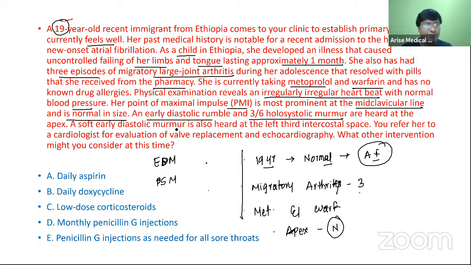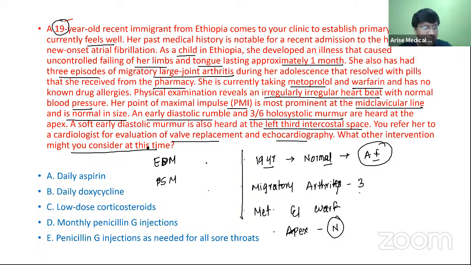A soft early diastolic murmur is also heard at the left third intercostal space, and you refer her to the cardiologist for evaluation of the valve replacement and echocardiography. What other intervention might you consider at this time? So what is the diagnosis first of all? Okay, the options are daily aspirin, daily doxycycline, low dose corticosteroids, monthly penicillin G injections, penicillin G injections as needed for all sore throats.